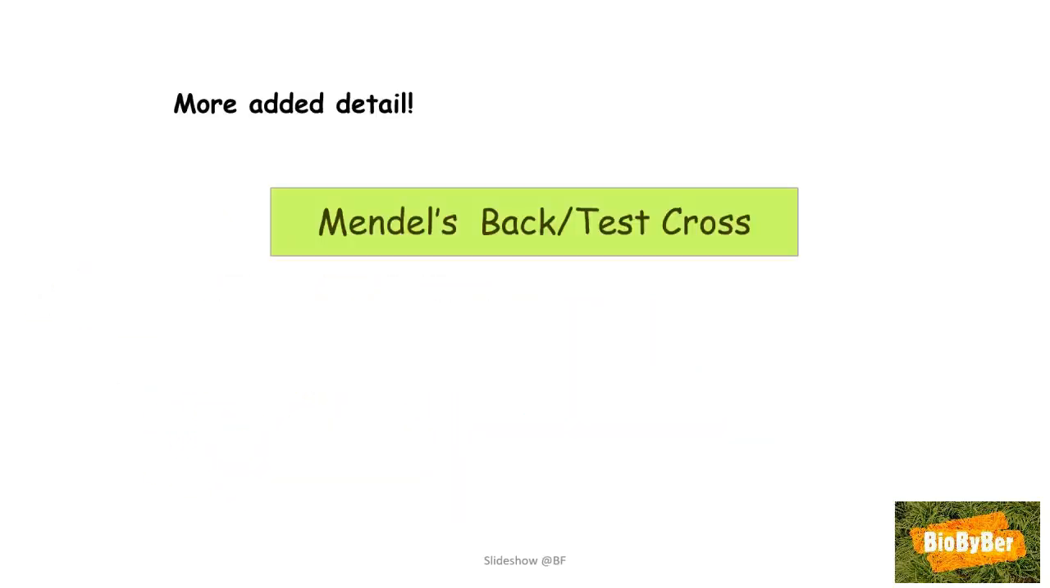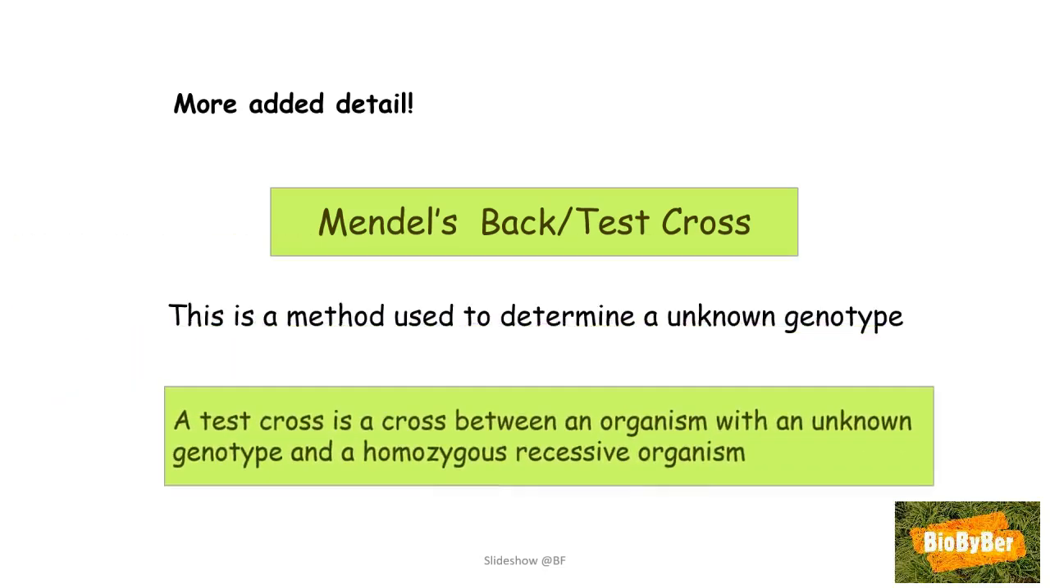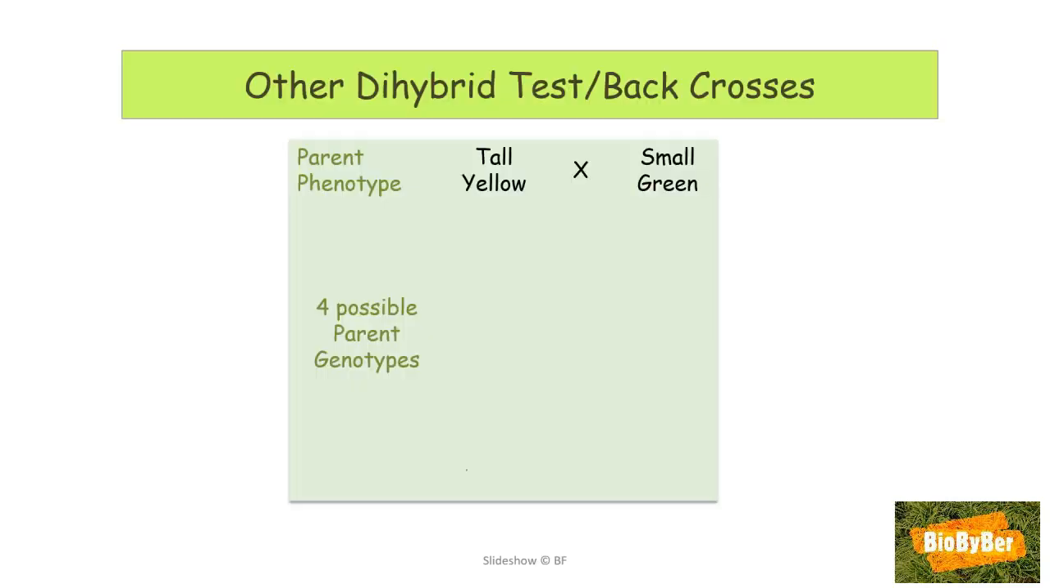Now, for those of you able for a little bit more, we have some added detail. Strictly speaking, this isn't entirely on the syllabus, but it does deserve to be looked at. Let's have another look at this idea of a test cross. This is a method that was used in the past to determine an unknown genotype. What do I mean by that? Well, a test cross is a cross between an organism with an unknown genotype and a homozygous recessive organism.